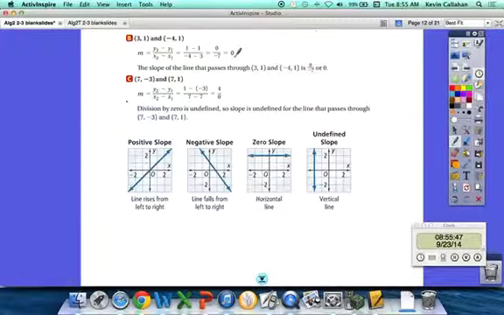The slope of 0, like this, means that it's not going up and it's not going down. It's not positive, it's not negative. 0 is right in between those two. It's flat. Is that a function? Sure. For every x value, how many y values do you have? 1. It passes the vertical line test.